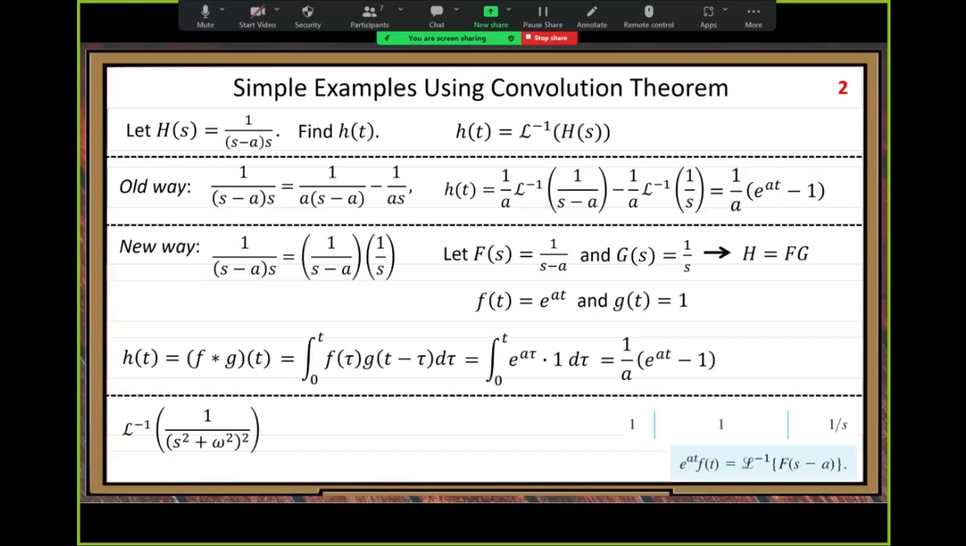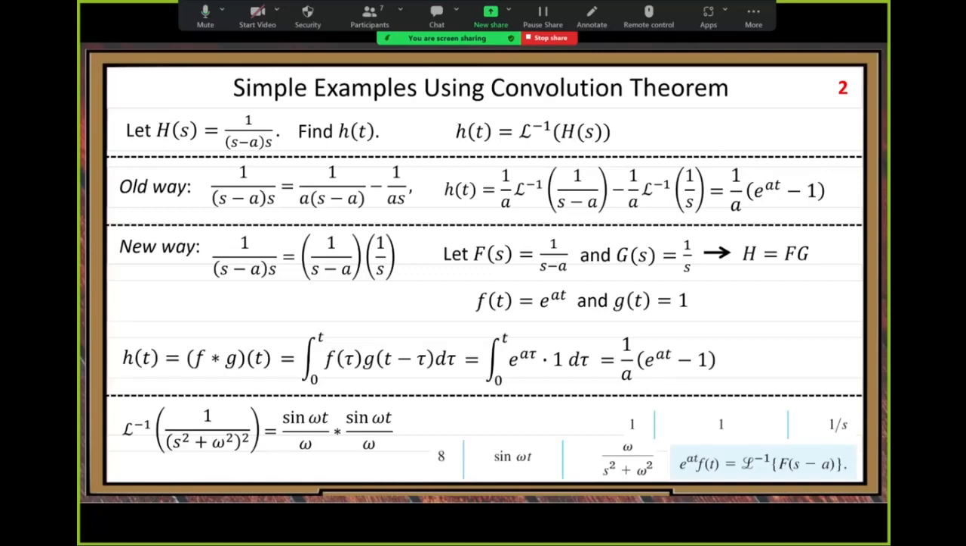But that square, can you understand that square as a product of two functions? Square, a product of the same function, f times f. So for the inverse transform, can you do the convolution of f with itself? Little f, we can use our basic formula number 8. Number 8, omega over omega squared plus omega squared, so little f is sine omega t over omega, okay?